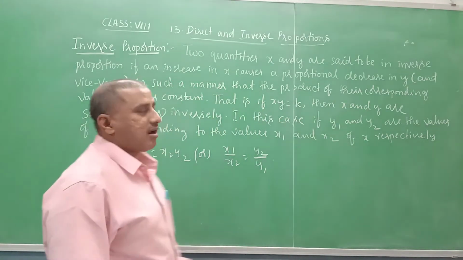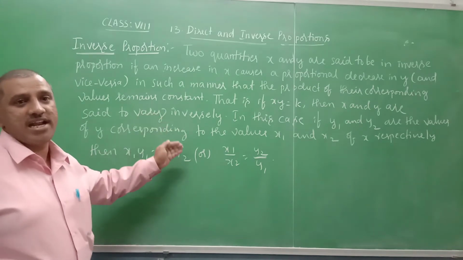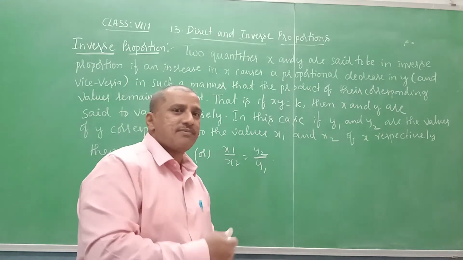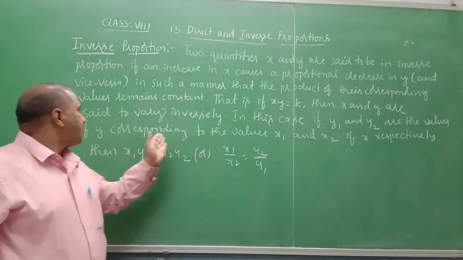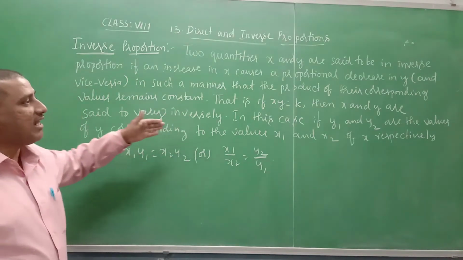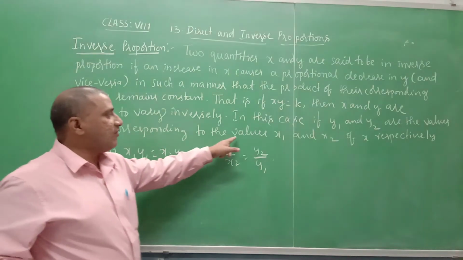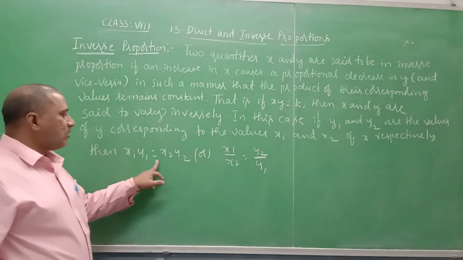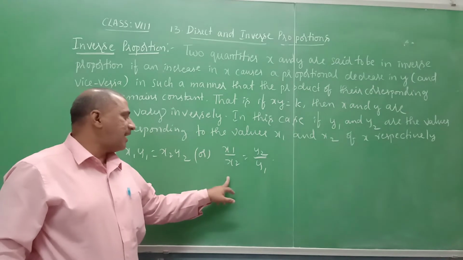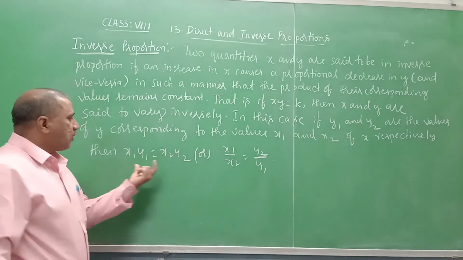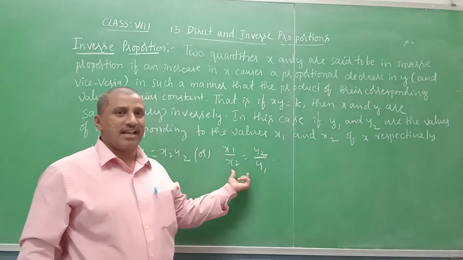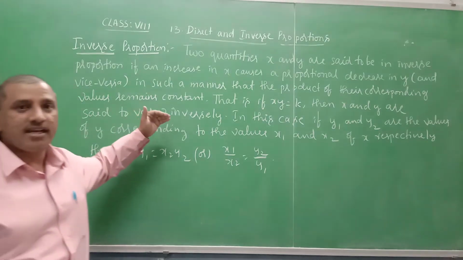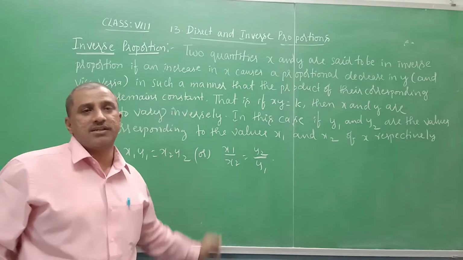Then x and y are said to vary inversely. Vary means changes. They change inversely. Inverse in the sense x increases means y decreases. If x decreases, y increases. If y1 and y2 are the values of y corresponding to the values x1 and x2 of x respectively, then x1 into y1 is equal to x2 into y2, or x1 by x2 is equal to y2 by y1. You can use either this identity or this identity. From this identity we got the other, and we can find the unknown values in inverse proportion. Now let us see some examples.